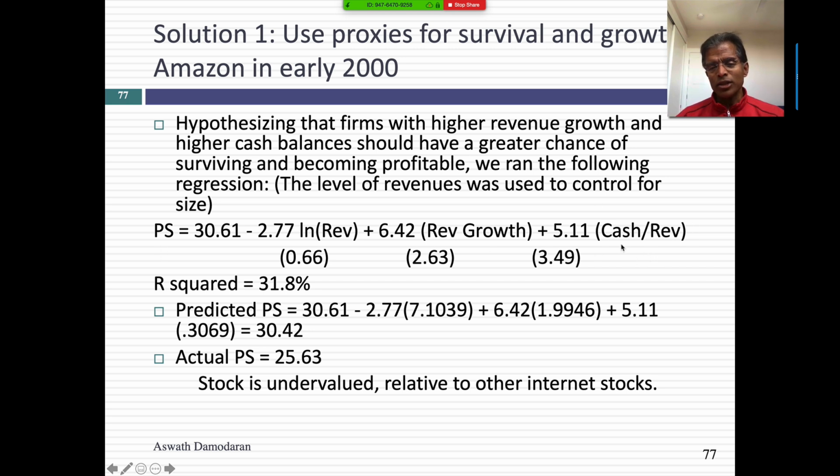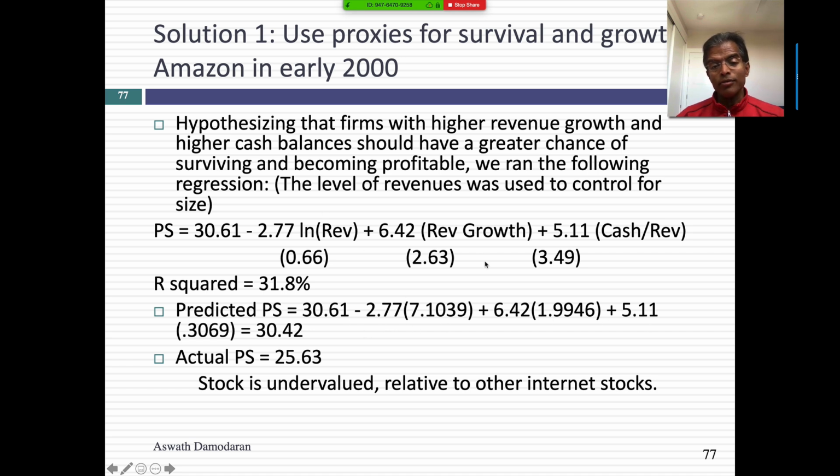You're saying, why does cash even matter? Remember we talked about surviving? If you're a young .com company, the way you often failed was you ran out of cash. So the more cash you have, the greater the chance of surviving. Well, at least revenue growth and cash as a percent of revenues have significant t-statistics. I left the level of revenues in, though I should probably have taken it out given the low t-statistic. And I plugged the numbers in for Amazon into this regression.